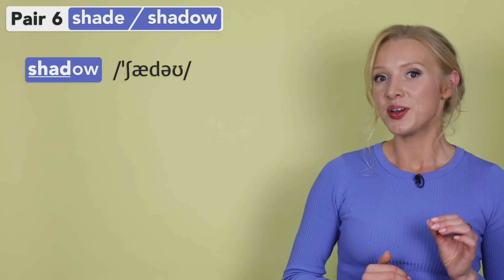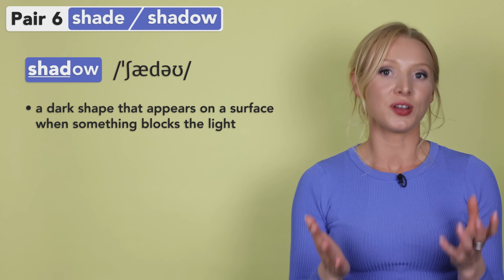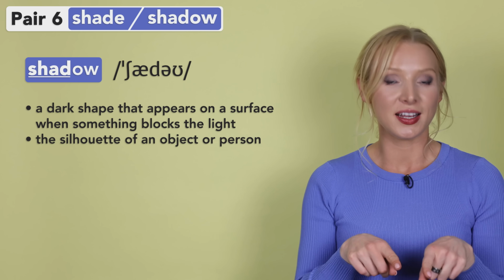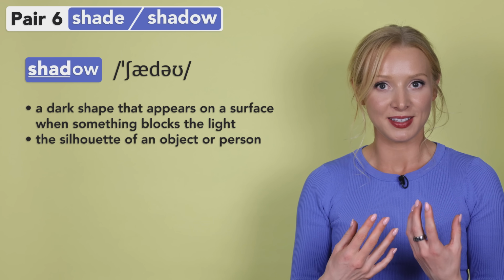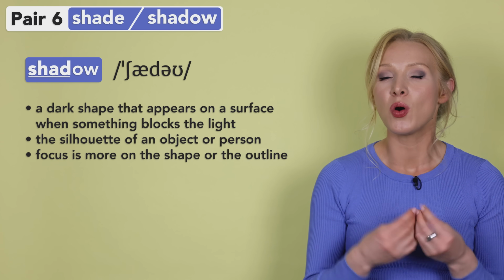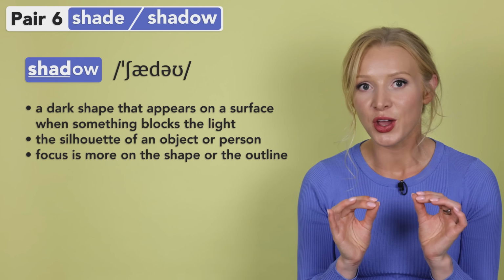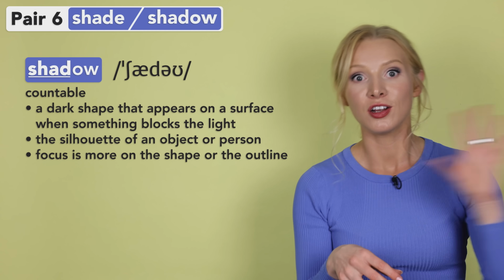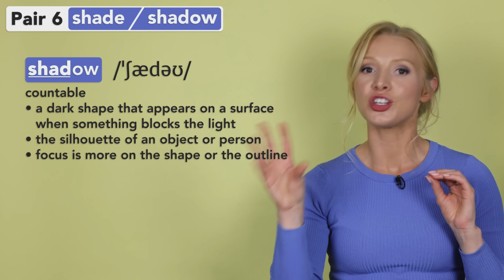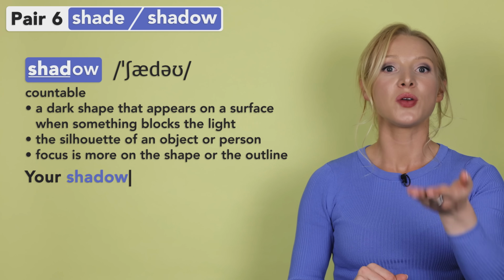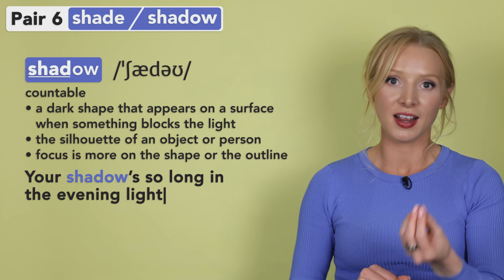A shadow is a dark shape that appears on a surface when something blocks the light. It's the silhouette of an object or person. The focus is more on the shape or the outline, and shadow is countable. Shade uncountable, shadow countable. Some examples: your shadow's so long in the evening light.